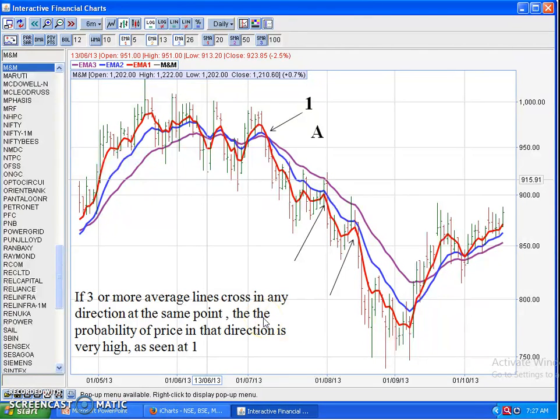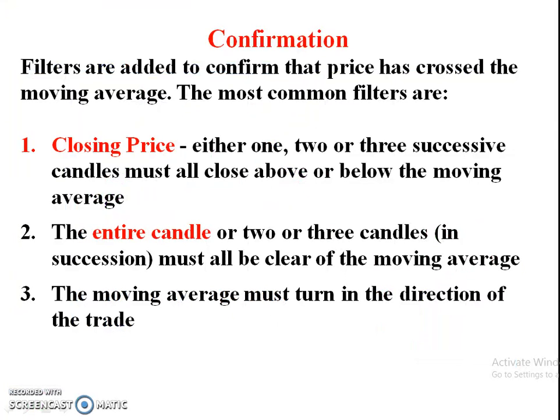There are higher incidences of averages meeting in one point, in case of 5, 13 and 26 period moving averages, in any time frame. The conservative investors can use filters to confirm the up or down trend. One of the confirmations may be 1 to 3 candles closing above or below moving average. Second confirmation may be a full candle or 2 candles appearing above or below moving average. The third confirmation may be the moving average turning in the direction of the price trend.